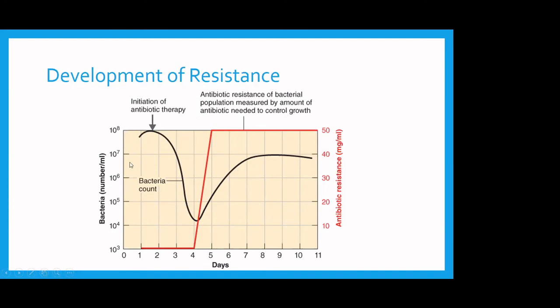If an antibiotic is taken for its full course at its full strength dosage, then this black line would essentially go all the way down to zero and stay there. But if it doesn't go all the way down to zero, it's going to come back up.